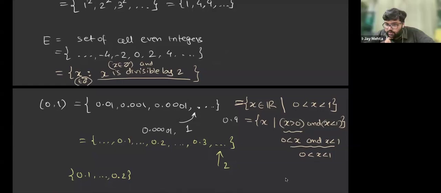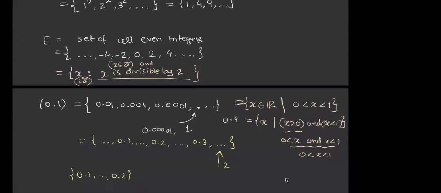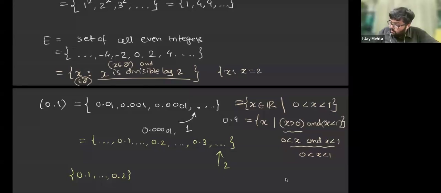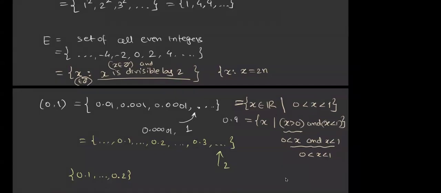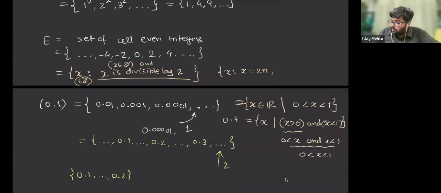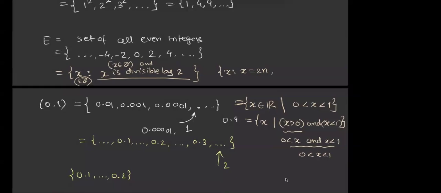Room number 8, Firdaus. X equals 2z, where z is an integer. Or let me write 2n, and n belongs to integers. So for what n? For some n or for all n? For all n.